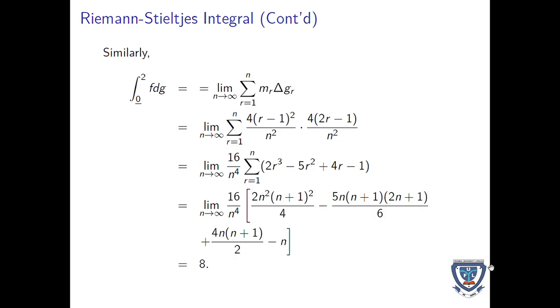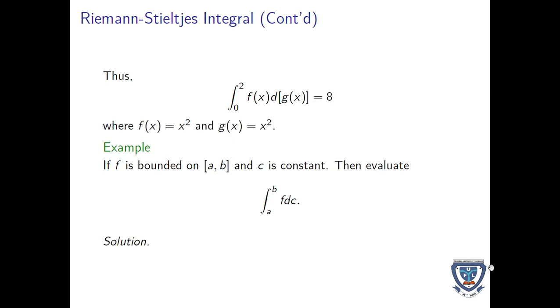Now for the lower Riemann-Stieltjes, you're going to follow similar steps as the other. At the end, we'll factor out 16 over n raised to the power 4 and take the limit also. We are going to get 8. So thus, this integral from 0 to 2 of f(x) dg(x) is actually equal to 8, where f(x) is x squared and g(x) is x squared.